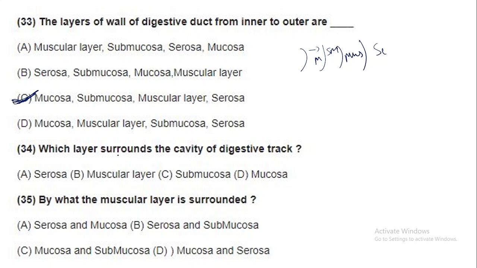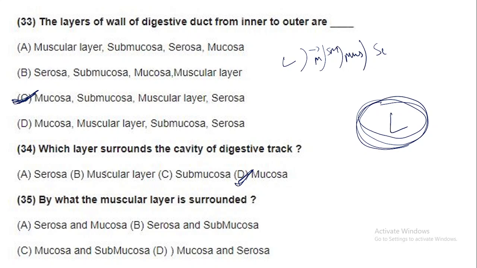Which layer surrounds the cavity of the digestive tract? I told you cavity of the digestive tract in the sense of the lumen. So immediately, what is it that surrounds the lumen? The mucosa layer. We just happened to see that here. Starting from the inside, this is the lumen. The lumen is the empty tube which is enclosed within the alimentary canal.